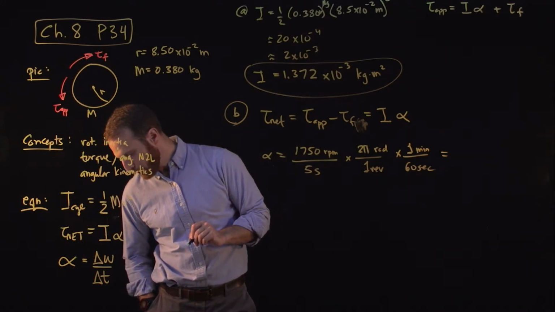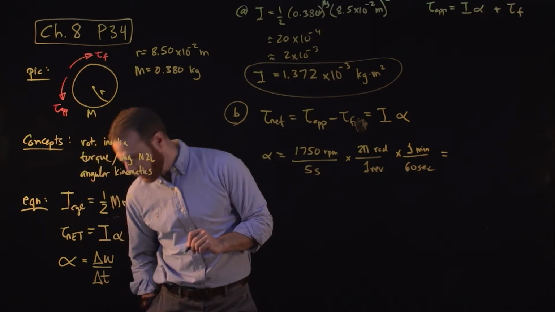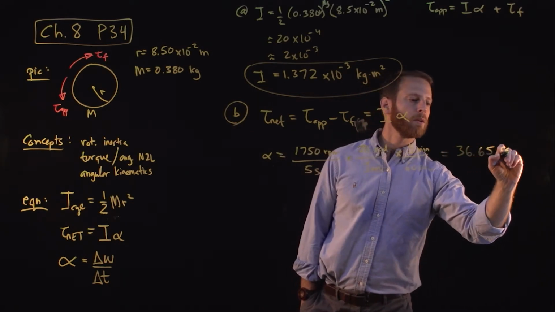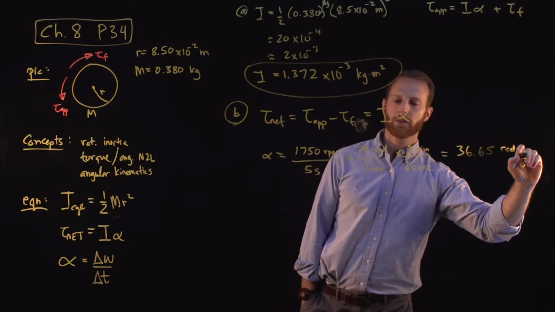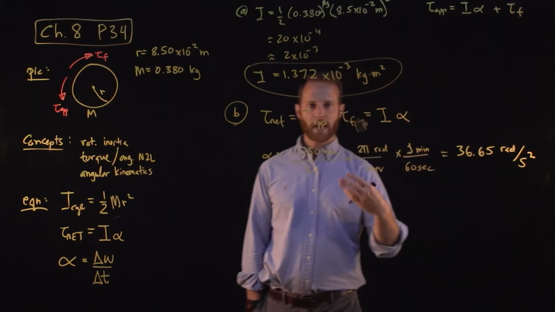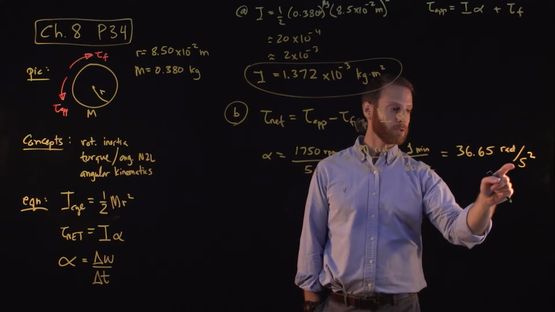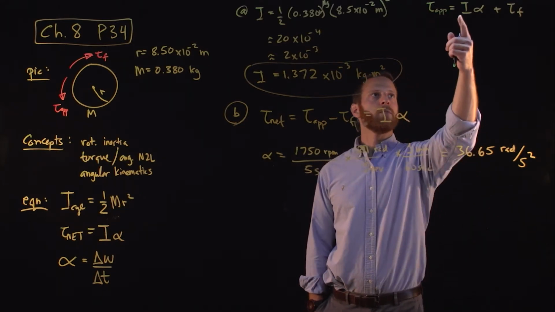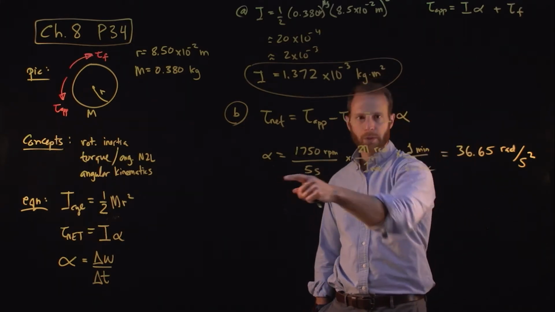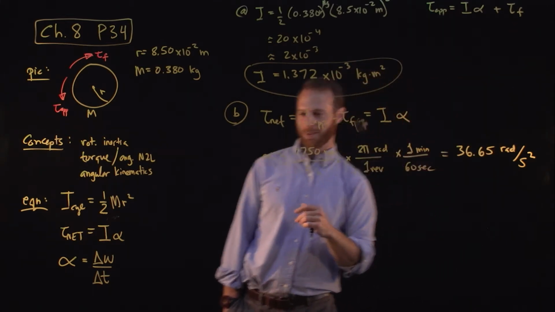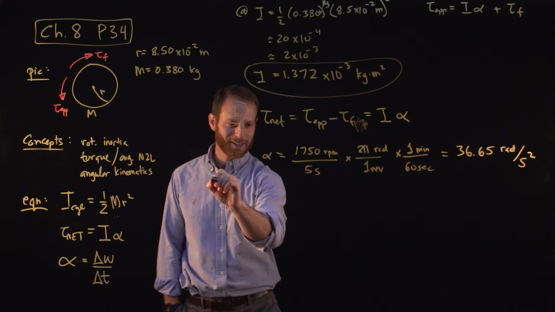When you plug in the numbers, you should find that this is approximately 36.65 radians per second squared. It's an angular acceleration. Seconds on the bottom, we pick up another factor of seconds, and so seconds squared. Okay, so we have moment of inertia, good. We have angular acceleration, good. But we also need to figure out what is the frictional torque. Okay, so now this is a side journey.